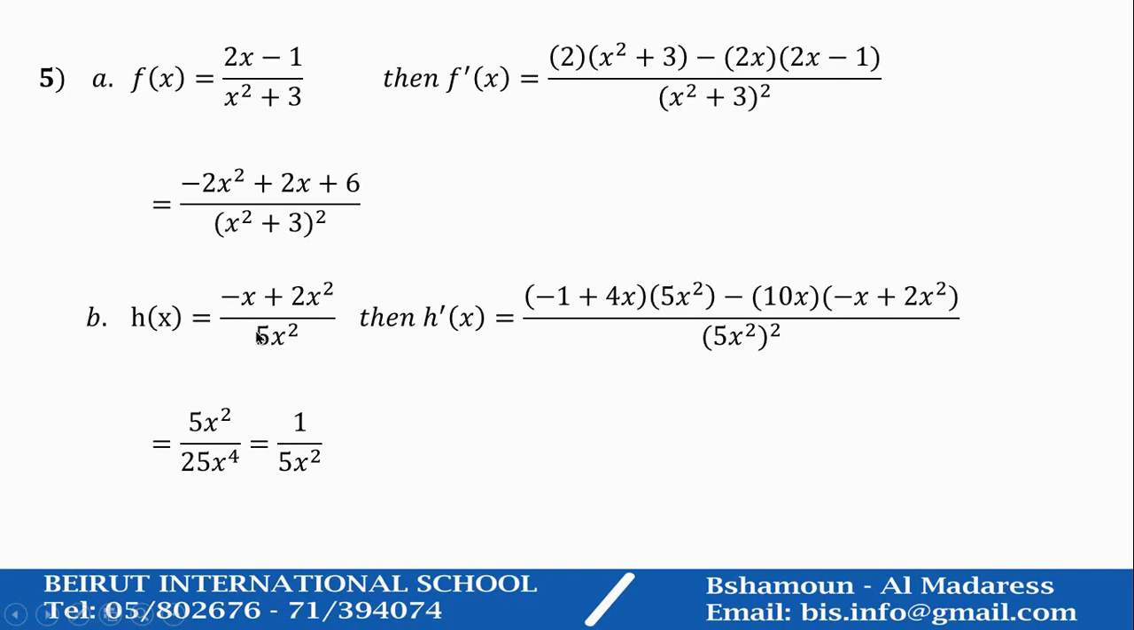Also, h of x is a ratio of two polynomials. You find u prime, which is minus 1 plus 4x. You find v prime, which is 10x. You apply u prime v minus v prime u over v squared. And you simplify.